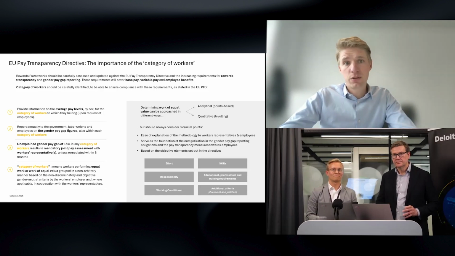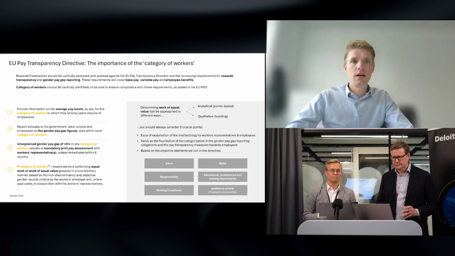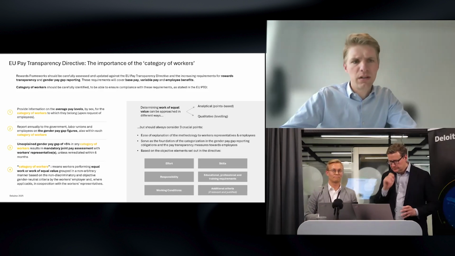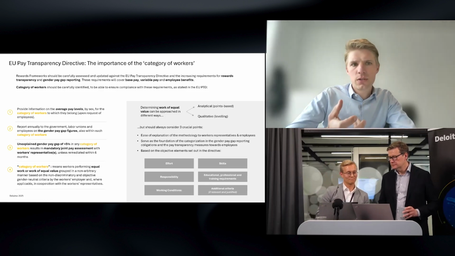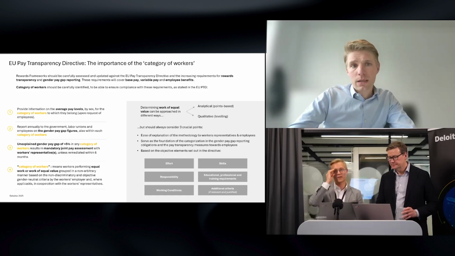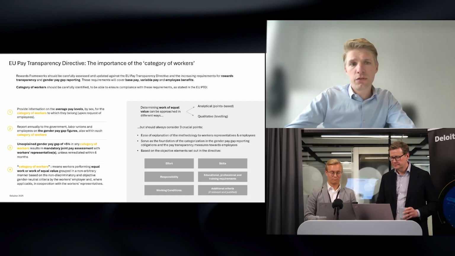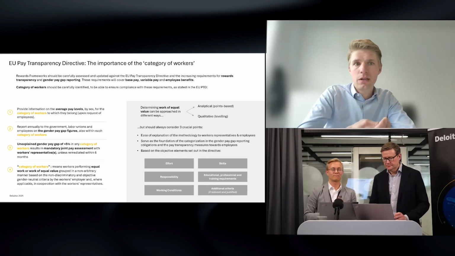And the category of workers should really be carefully identified to ensure compliance with the EU Pay Transparency Directive, because of the fact it's everywhere in the directive. And what you see at the left-hand side are the four main aspects where the notion of category of workers is actually included. The first one is transparency towards employees, where you, as an employer, will be obliged to provide information on the average pay levels by sex for the category of workers to which they belong. So again, here they're weaving in the category of workers notion.